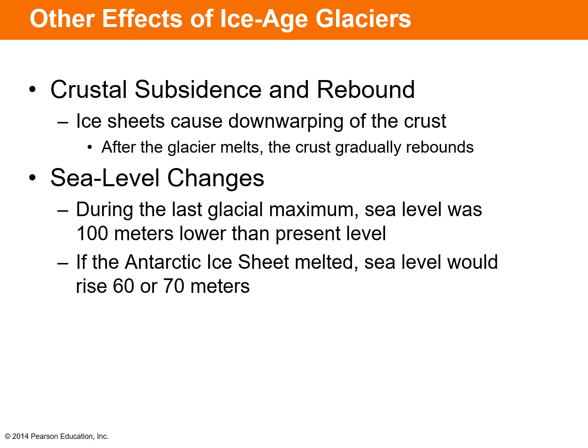So there are some other major effects of Ice Age glaciers outside of just the formation of erosional and depositional features. One of them that's quite interesting is crustal subsidence and rebound. Ice sheets are so massive and so heavy that they literally cause a downwarping of the Earth's crust itself. They cause it to sink into the asthenosphere, so to speak. However, after the glacier melts, the crust gradually rebounds.